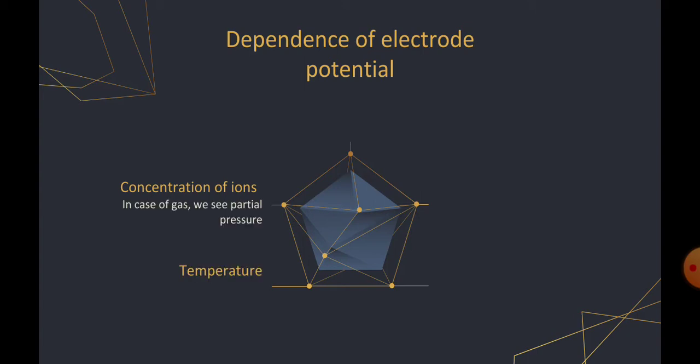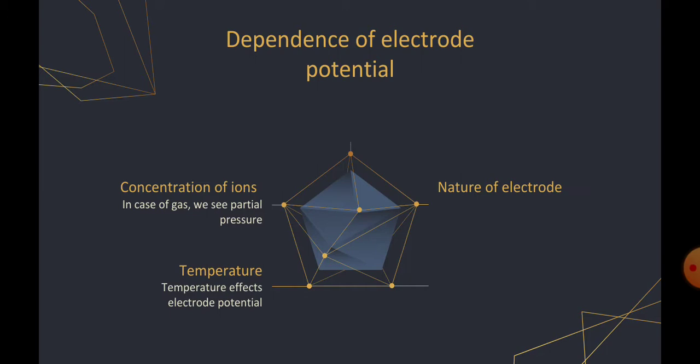The second is temperature. Temperature also affects the electrode potential. When we increase or decrease temperature, it must affect the electrode potential. For example, if we increase temperature, it also increases heat, and as a result the electrode potential value is affected, because temperature affects the solution.